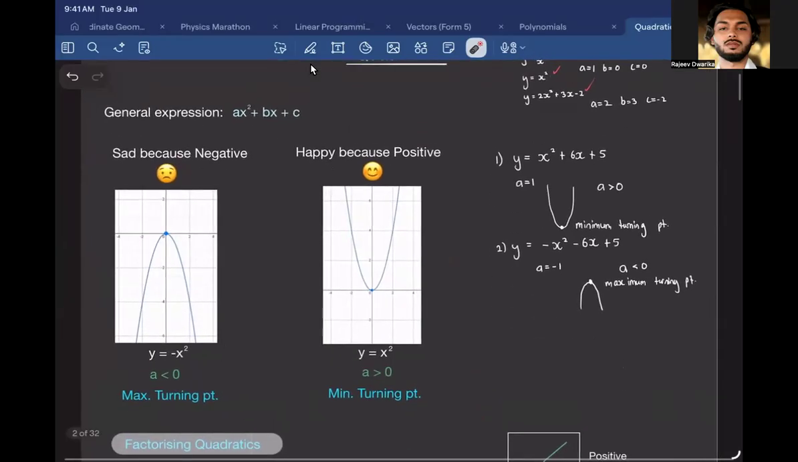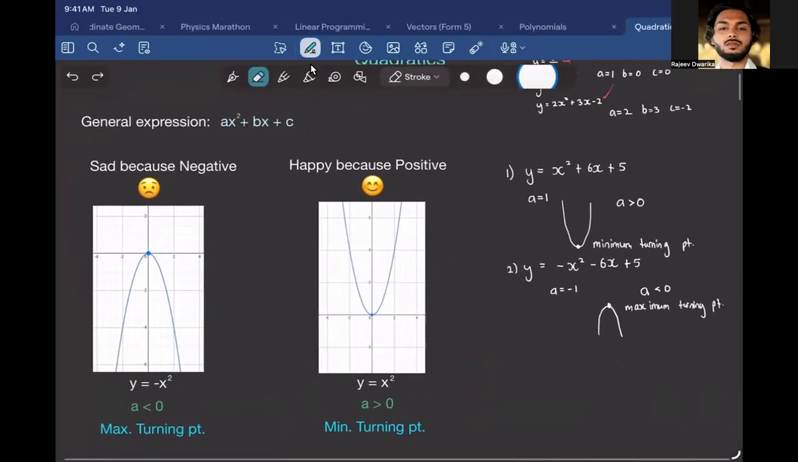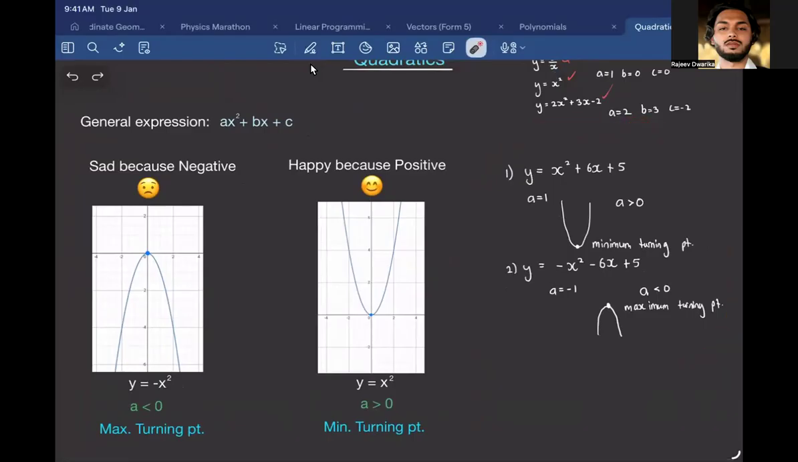So I want you to copy down what we have here. This over here is just random scribbles. So I want you to copy down the general expression. If you want to do a drawing, you can. I gave you two examples here. I said that if y is negative x squared, since the number would be negative 1, it would be less than 0. So it'd be a maximum turning point. In this example, the coefficient for A is 1 because it's 1x squared. So it's more than 0. So it's smiling, and as such, it'll have a minimum turning point.